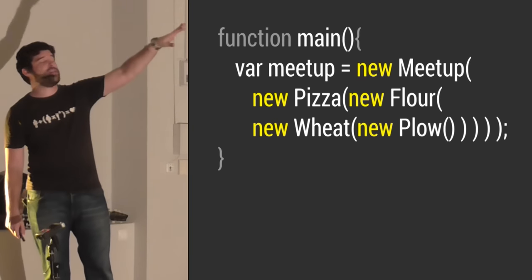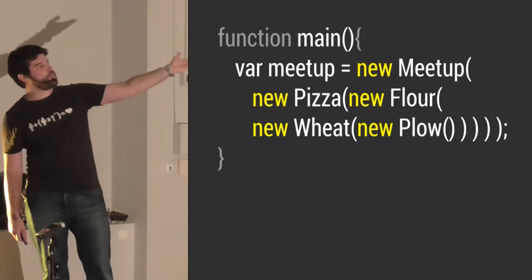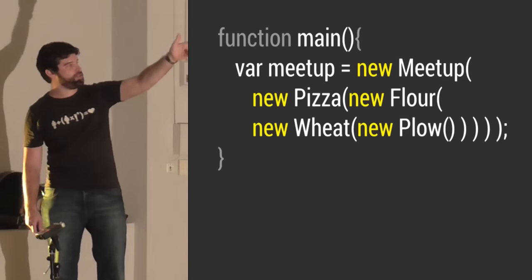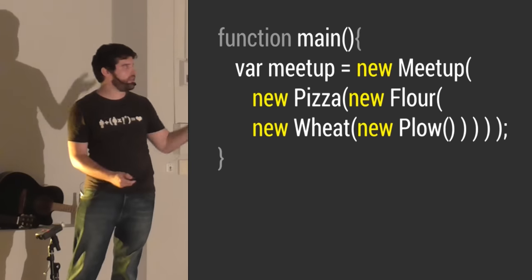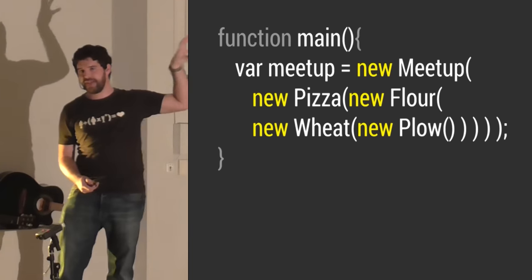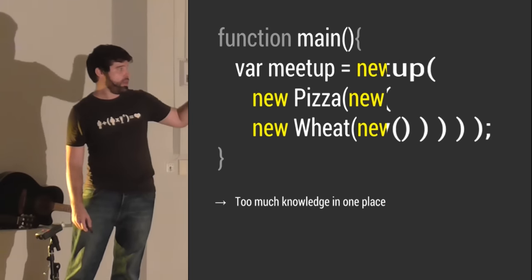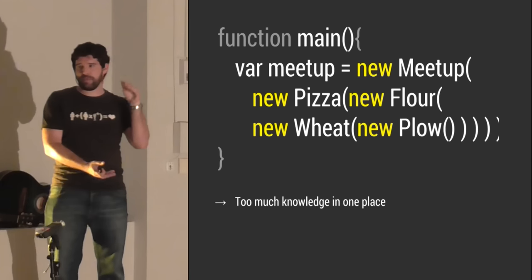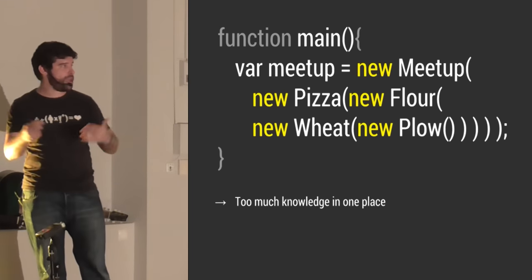Because if we have a main method of our program, if we want a meetup, we need a new meetup that needs a new pizza, that needs a new flour. So we inject it, but basically we have everything in the main method, which is ugly and not cool. So why? Because too much knowledge is in one place. We have the main method, and it knows too much about everything in the program.